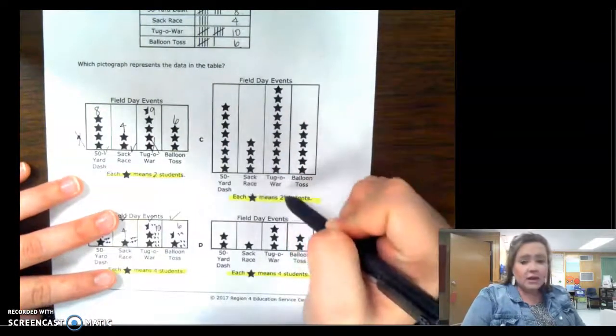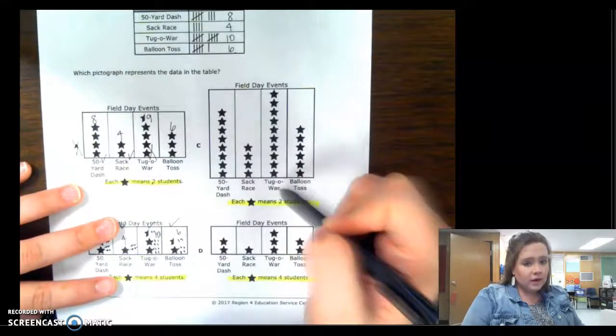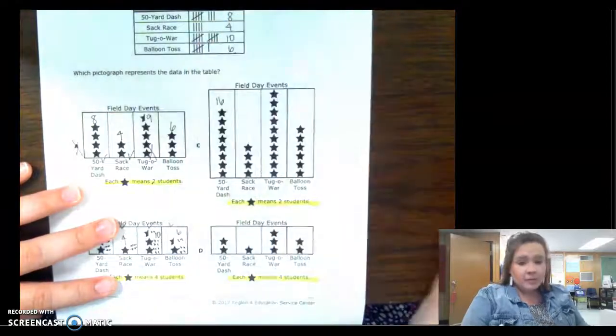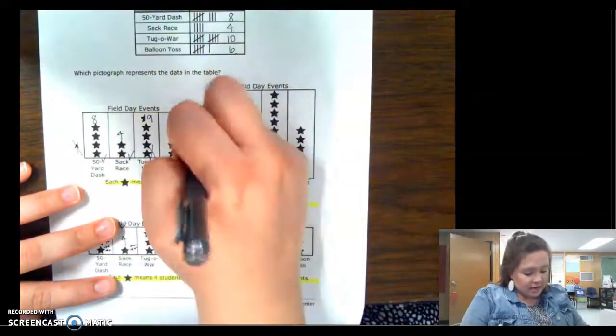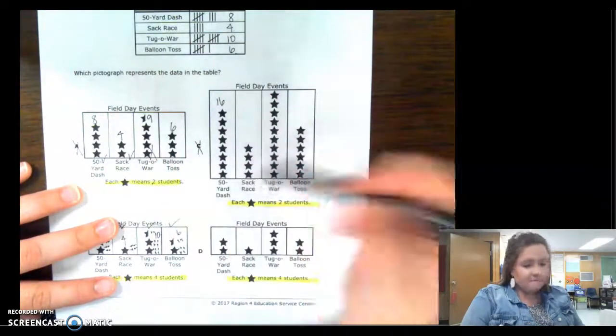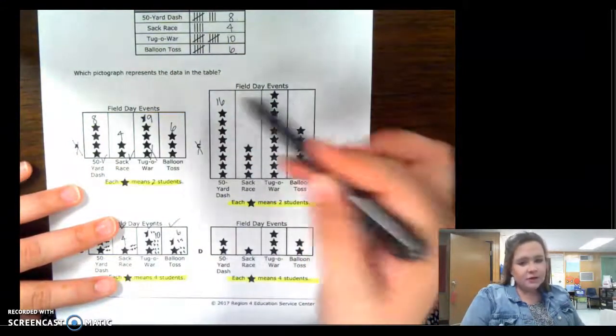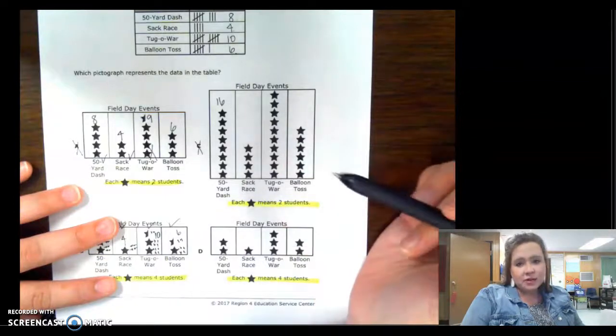Each star means 2 students. Well, 2, 4, 6, 8, 10, 12, 14, 16. That is not going to be the correct answer. What did they do here? This is not the correct answer, but why would students choose this as their correct answer?